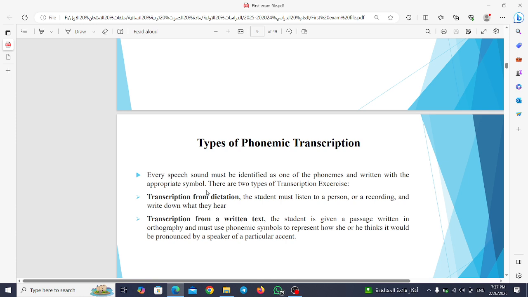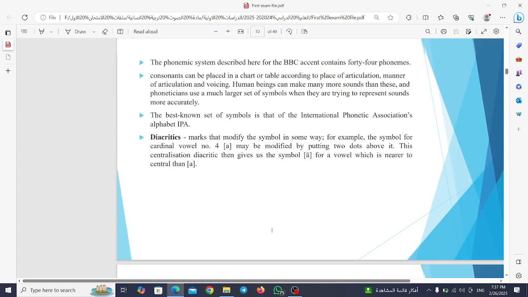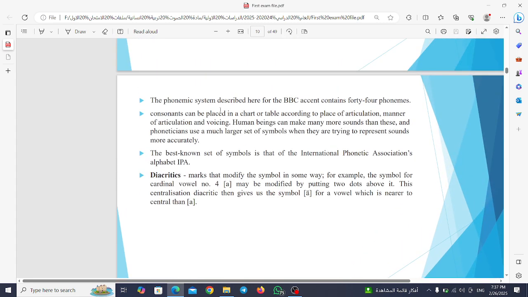So, two types of transcription. Transcription from dictation: as a student, I listen to someone speaking or a recording and I write down the transcription. Or transcription from written text: I am given a text and I'm asked to write down the transcription for the text. Now, the phonemic system described here, the one the BBC uses, contains 44 phonemes. Consonants can be placed in a chart or table according to place of articulation, manner of articulation, and voicing.